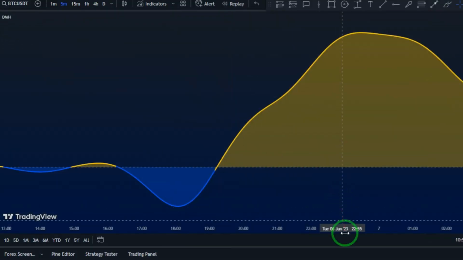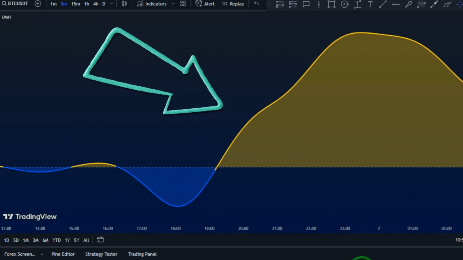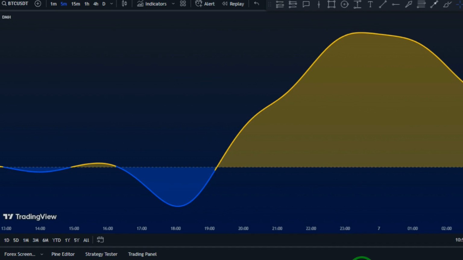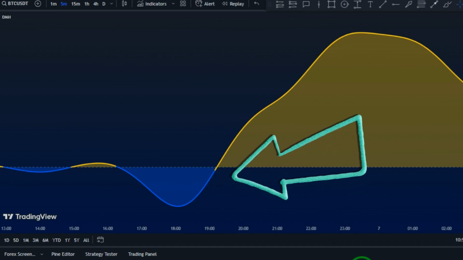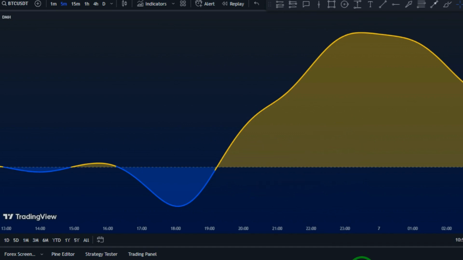So when the oscillator is above the zero line and green, it indicates there's a bullish momentum in the market. Likewise, when it's below the zero line and blue, it shows bearish momentum. However, we still need one more indicator to complete the strategy.